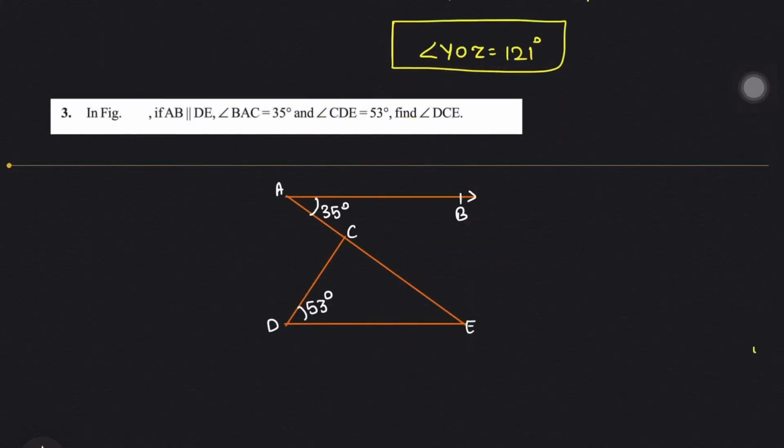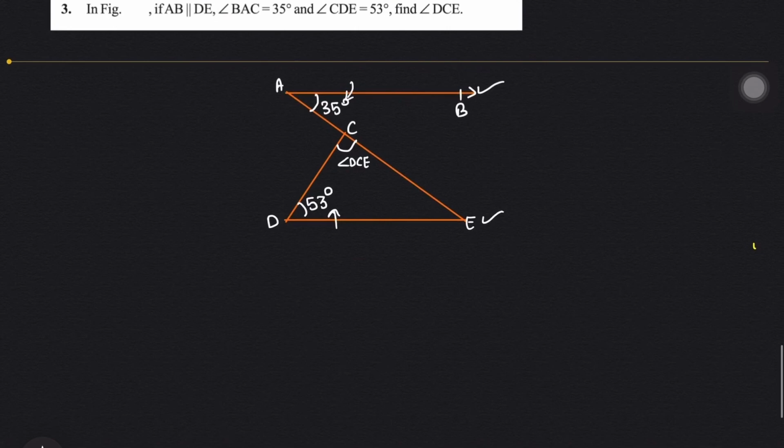In question number 3, AB and DE are parallel. The given value angle BAC is equal to 35 degrees and angle CDE is equal to 53 degrees. So we need to find angle DCE. The given important point is that both lines are parallel. If AB is parallel to DE, then the alternate angles are equal.